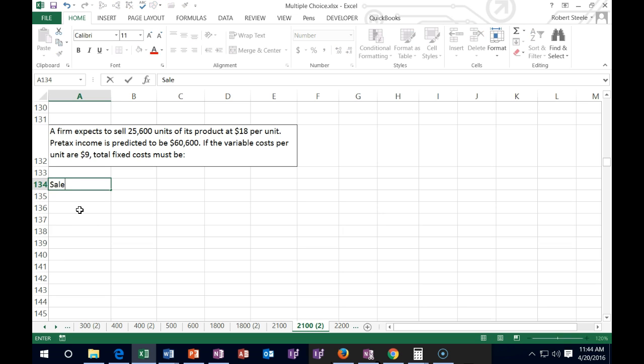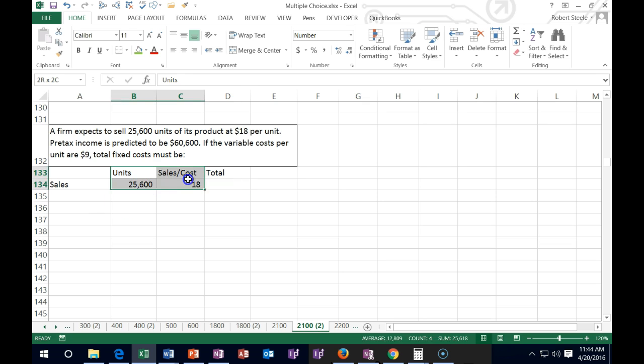So on the sales side, we start with sales, and the firm expects to sell 25,600 units. So we'll have the units and the cost per unit, and then we'll have the total. We have to do this calculation here. We've got 25,600 units at 18 each. It's going to be sales or cost, one or the other. We can go ahead and center those if we like: go on the Home tab, click center, and make it bold.